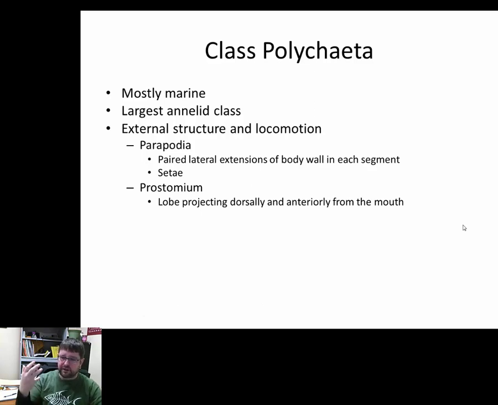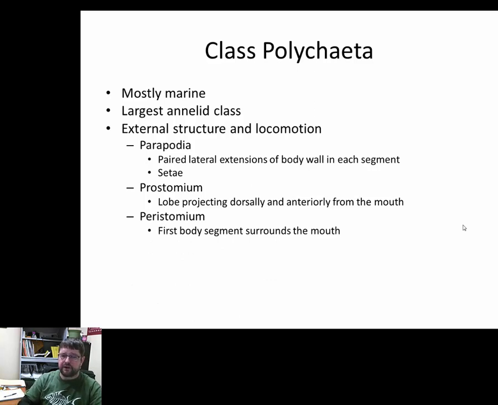The prostomium is kind of like a proboscis that comes off the mouth. It's not to the degree of things like Nemertea, the proboscis worms. It's often not even associated with feeding, but rather it's associated with sensory. So the prostomium can have eyes off of it. It can have kind of sensory tentacles that come off of it. It can be associated with feeding. It just depends on the organism in question.